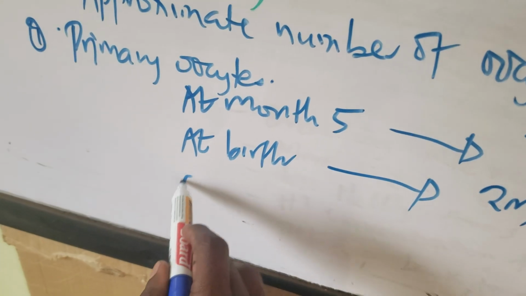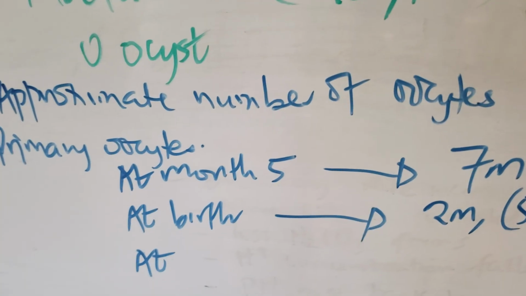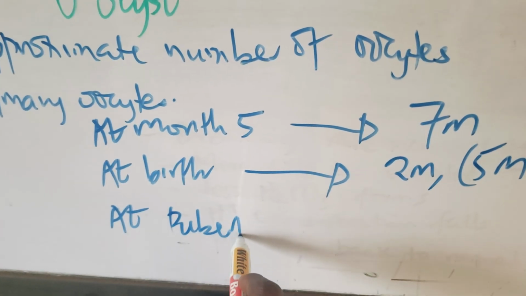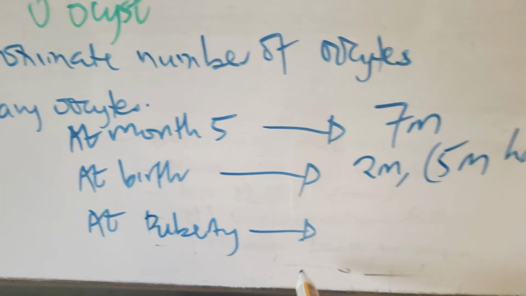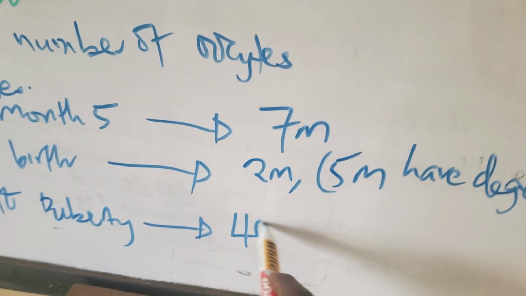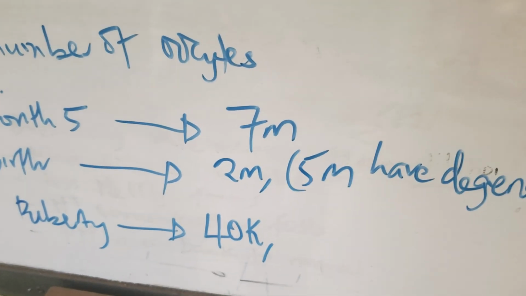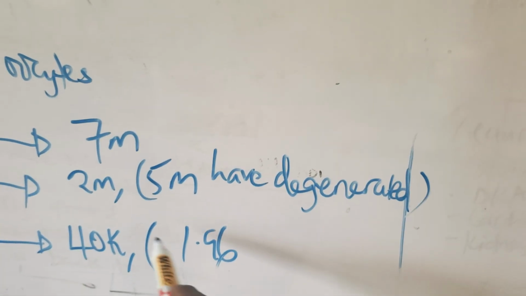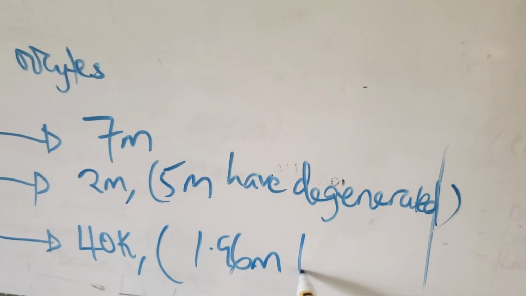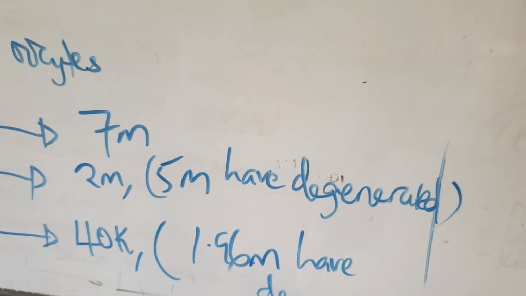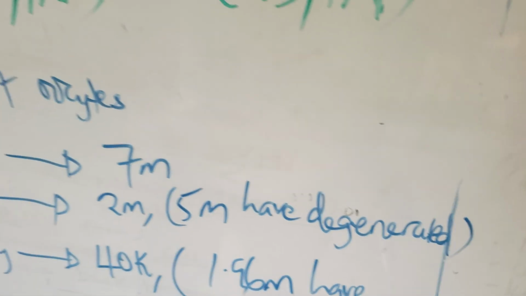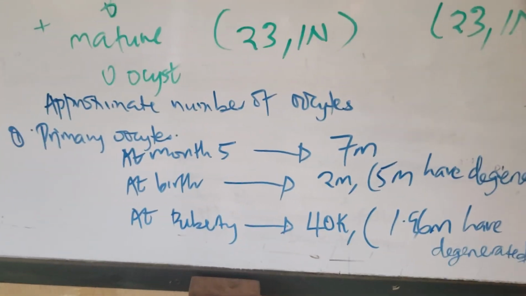So how about at puberty? At puberty, we only have 40K. Can you imagine? This means that 1.96 million have degenerated. This regards the primary oocytes.